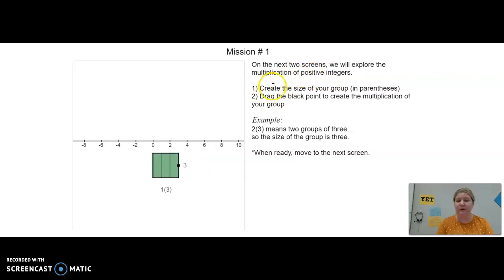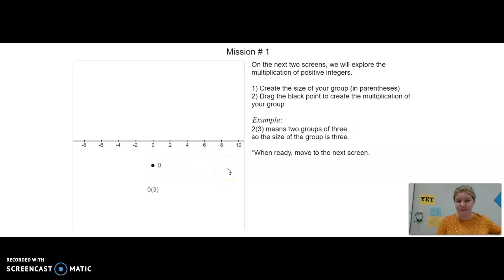Number 1, we're going to create the size of the group, and that'll be in parentheses. And then we're going to drag this point to create multiplication of our group. For example, 2 times 3 means 2 groups of 3. So the size of the group is 3.